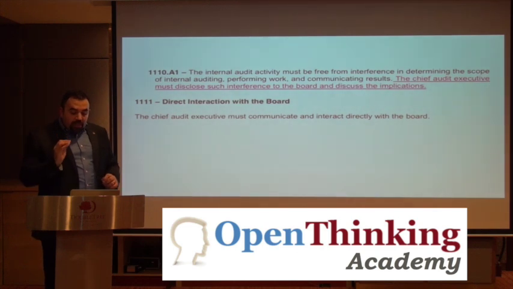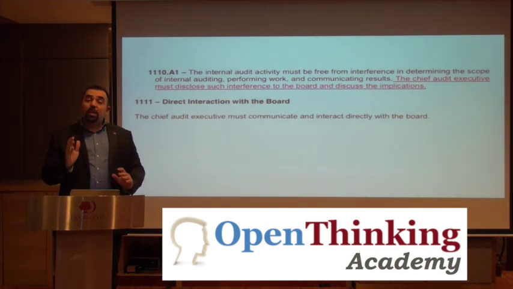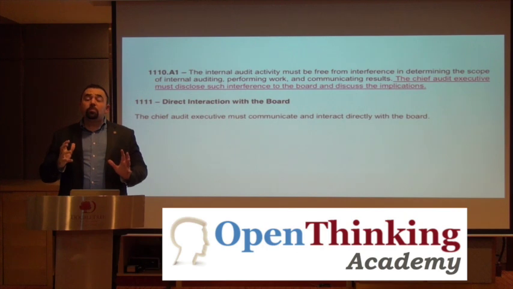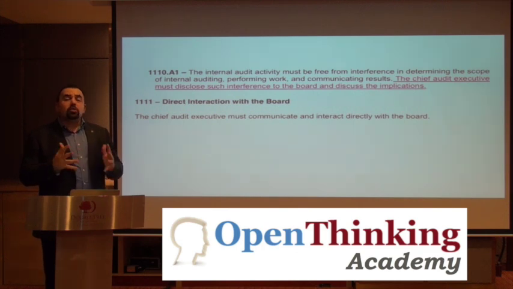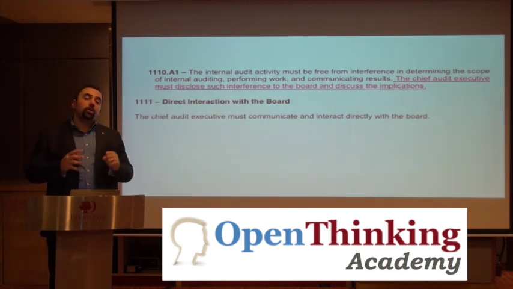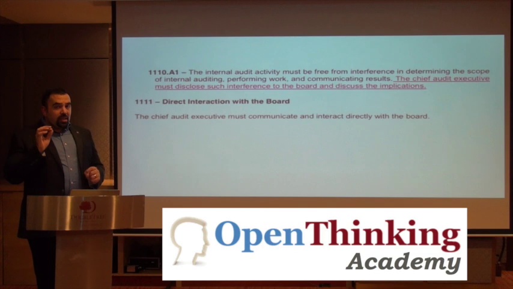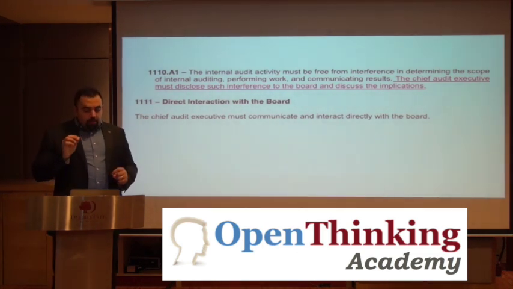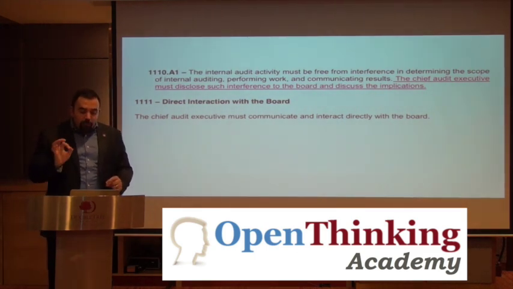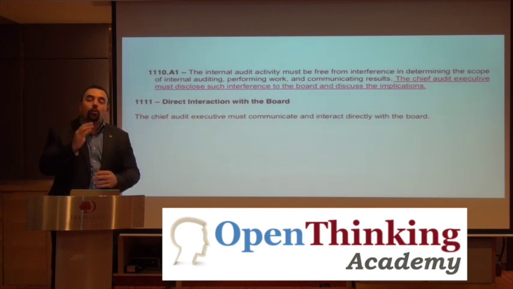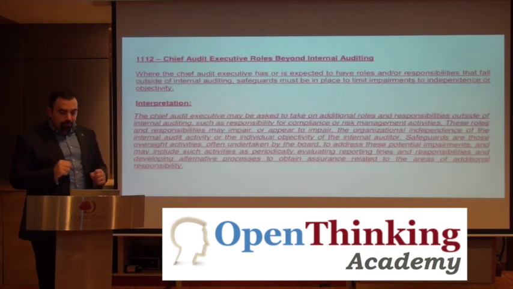They say the chief audit executive must disclose such interference to the board of directors and discuss the implications. If management are trying to influence you, maybe you need to speak with the board of directors and say, look, they are not allowing me to do my job. How can we do it much better next time? Can you speak with them and make them understand that my role inside the organization is to provide assurance to you, not to them? Now, something very important you need to consider is what? It's 1111, direct interaction with the board. They say the chief audit executive must communicate and interact directly with the board of directors. You need to have direct access to the board of directors to be able to achieve your independence.